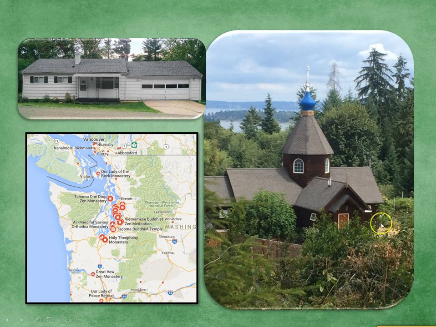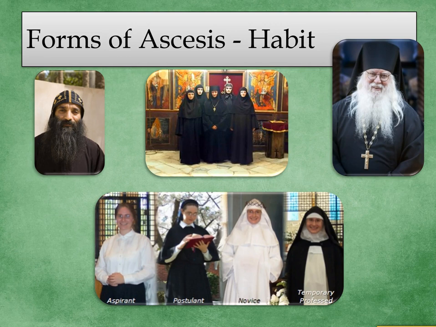Some are a little harder to see than others. This is a fairly obvious church. This is the All Merciful Savior Russian Orthodox Monastery. It looks very much like a Russian Orthodox church. This does not look like a monastery. But again, if you go inside, it is completely reorganized such that you would think you were in 11th century Constantinople.